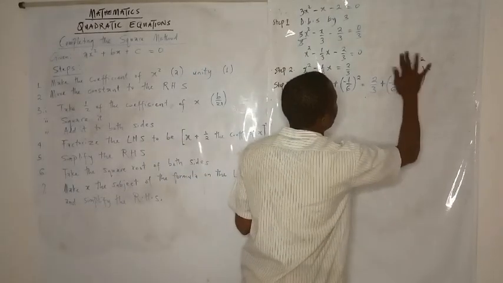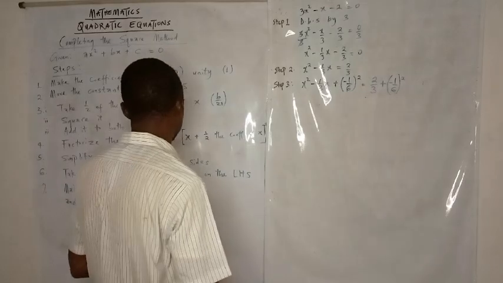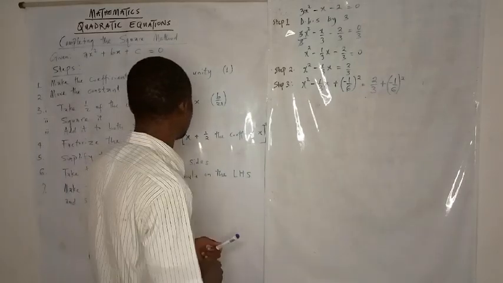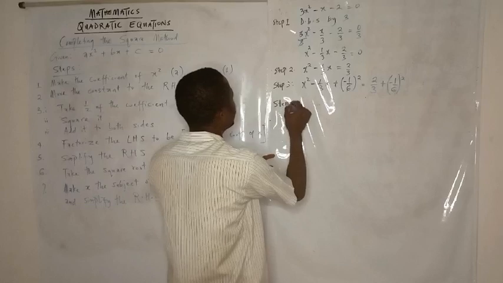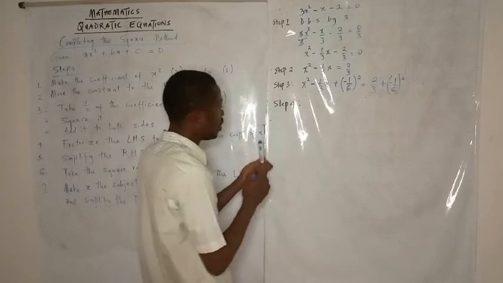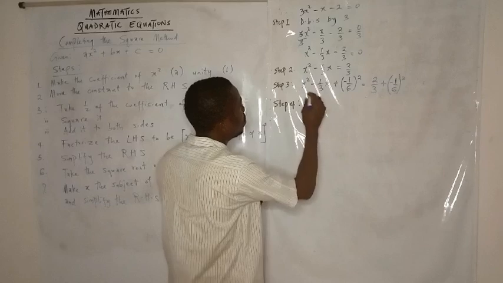This can go out. So that's what we have. And then step 4 says we should factorize the left hand side. So step 4, we factorize the left hand side. And how do we factorize? Please watch. We factorize to be like this.